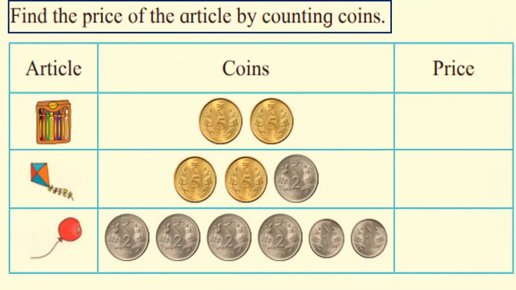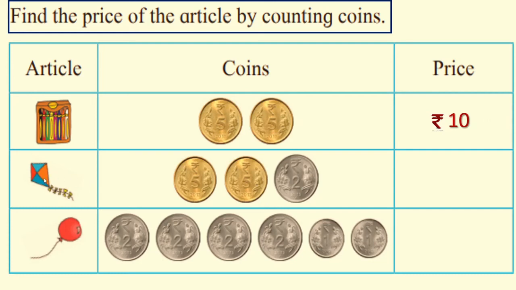Now here, find the price of the article by counting coins. See dear children, this is the article. You can see here the crayons, right? Box is there filled with crayons. And what is the coins here? Means the value. 2 coins of 5 rupees we can see. So the price of this box is rupees 10.